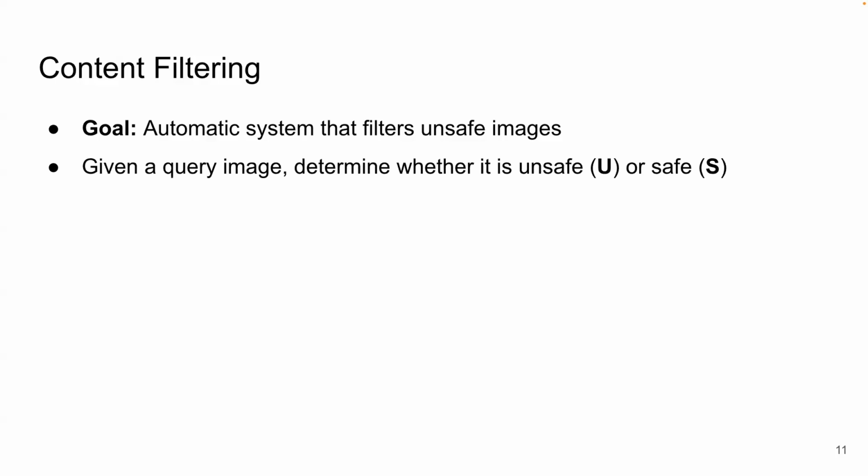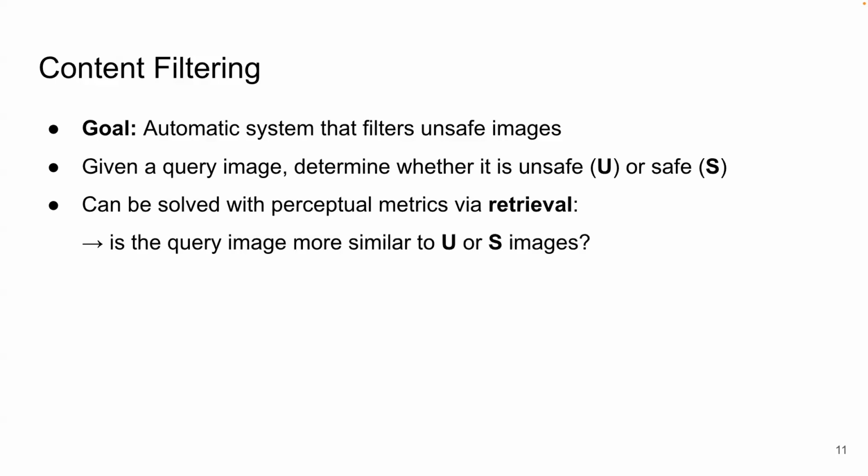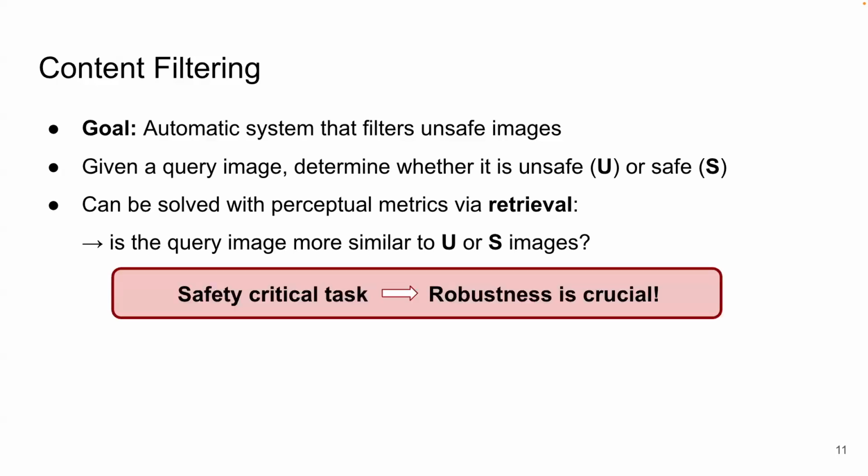We usually have these content filters. They have two retrieval pools, one for the safe, one for the unsafe, and you measure the average similarity of the query image to these pools, and then you assign the class to this image. Like I said, CLIP is used for this task, and all other perceptual metrics can be used to filter content. And this is a safety critical task. If you have a content filter, you don't want any NSFW stuff or any weird stuff creeping into your downstream dataset. So we want to make sure that we are robust in this case.